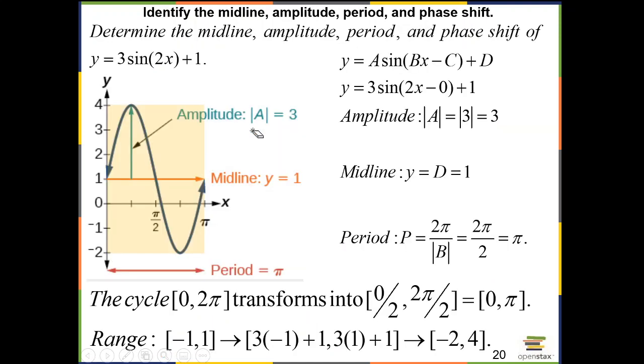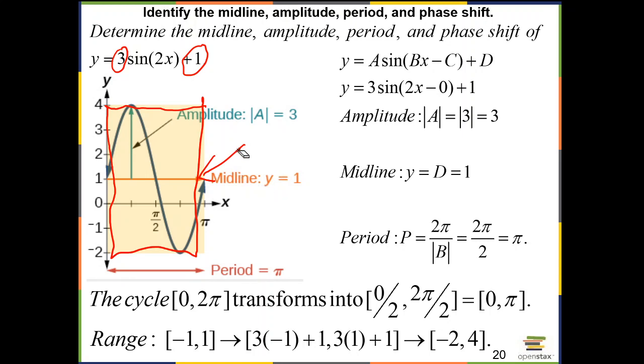Okay, we need to practice with this, of course. So here you go. This is determine the midline, amplitude, period, and phase shift of this, and then we can graph it. All right, so right away we know the amplitude is 3, right? And the D is 1. So we're going to create this rectangle. You see that yellow rectangle right here? We know exactly what that is, right? We know the midline is y equals 1, right?